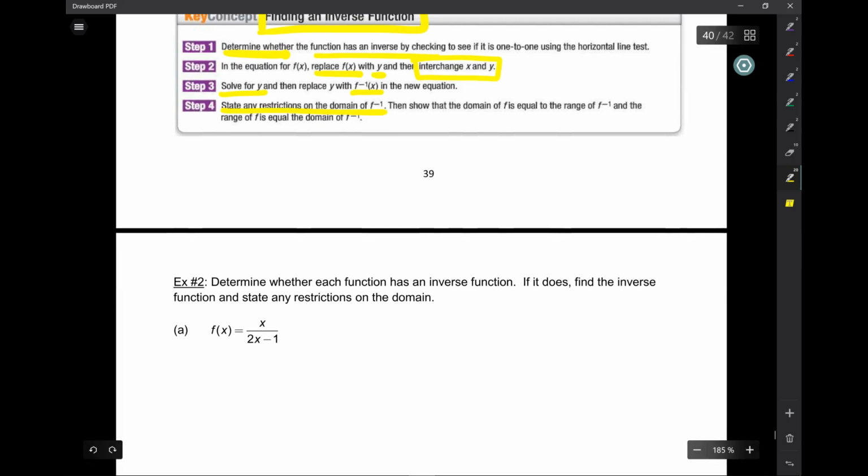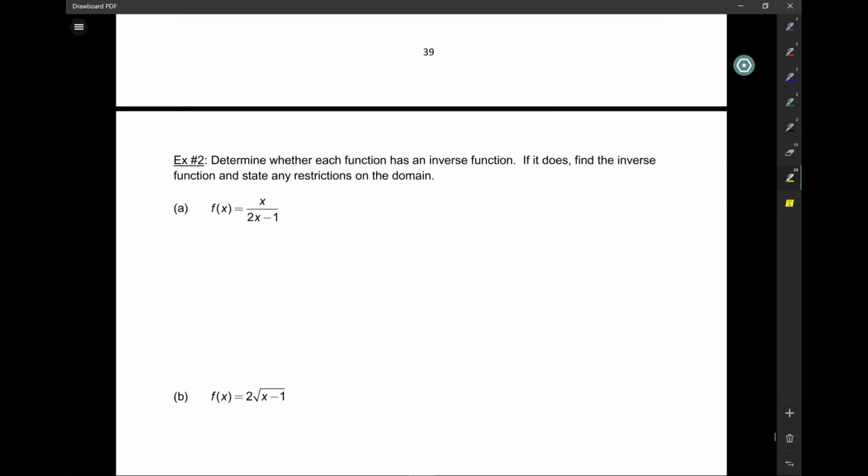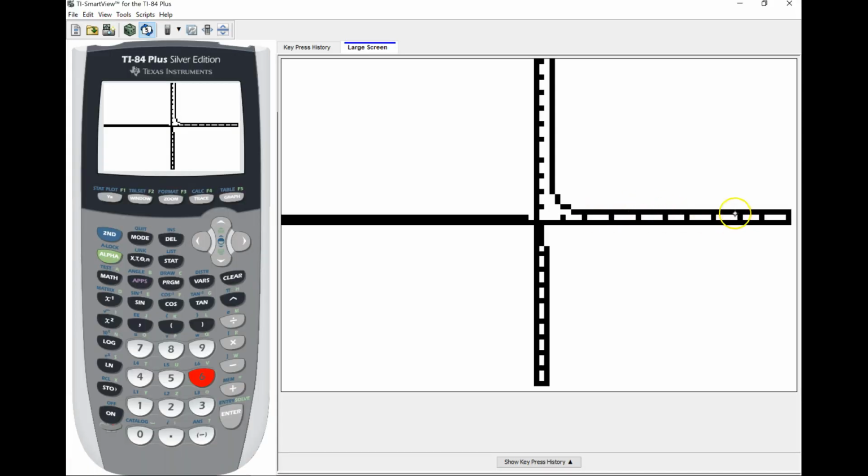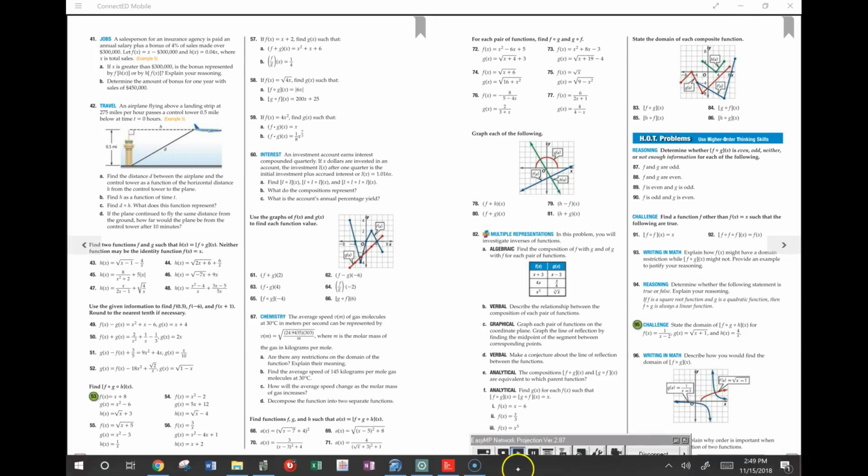So let's do one here. Determine whether each has an inverse. If it does, find the inverse function and state any restrictions. What's happening here is it's gradually going lower and lower, so it's never flatlining anywhere. So we do say that it passes the horizontal line test because it's never flat anywhere. That means that this has an inverse function, and now we just have to find that inverse function.